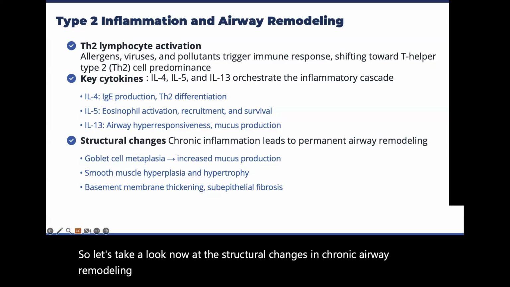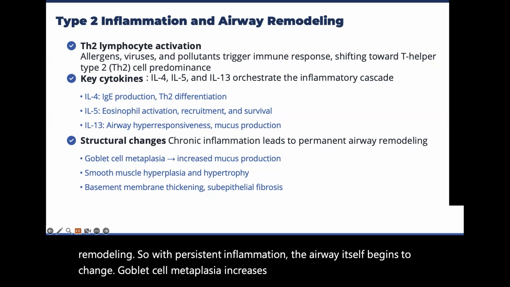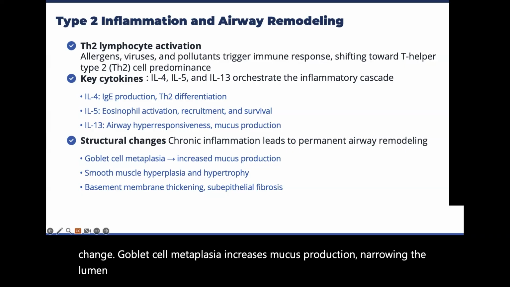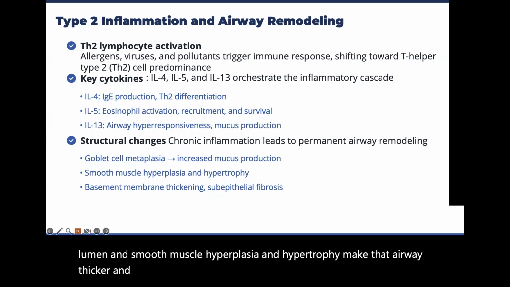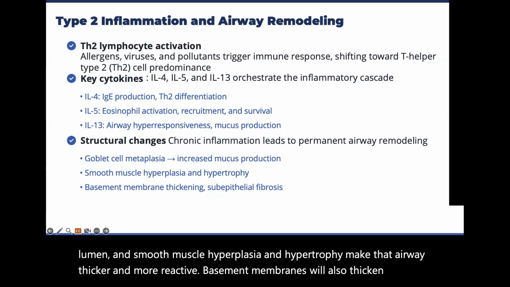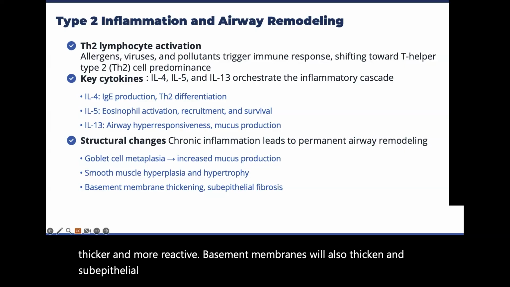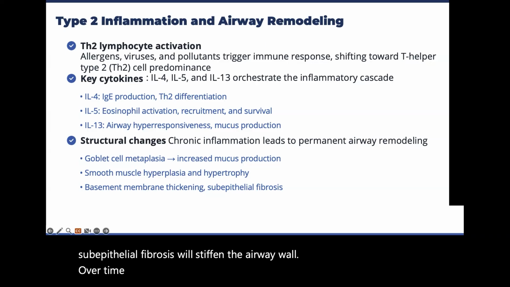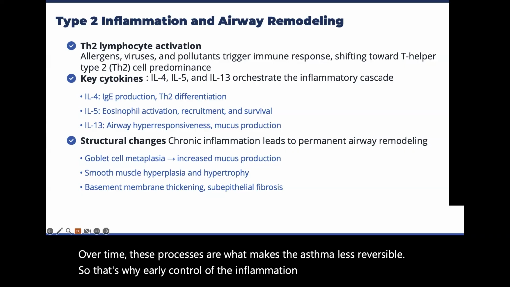So with persistent inflammation, the airway itself begins to change. Goblet cell metaplasia increases mucus production, narrowing the lumen, and smooth muscle hyperplasia and hypertrophy make that airway thicker and more reactive. Basement membranes will also thicken, and subepithelial fibrosis will stiffen the airway wall. Over time, these processes are what make the asthma less reversible. So that's why early control of the inflammation is crucial.